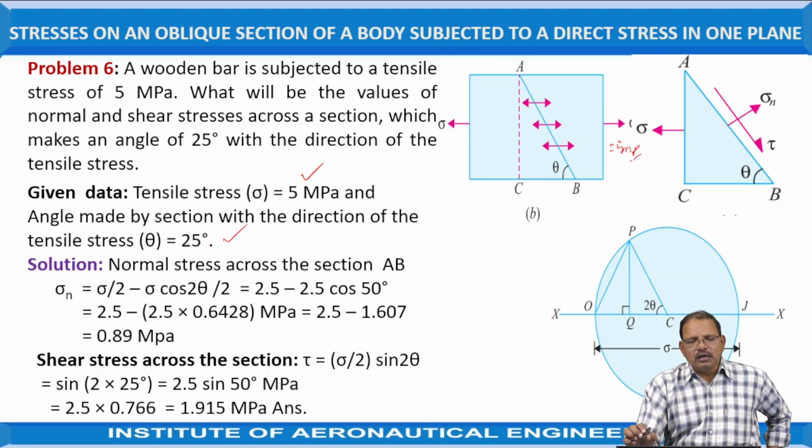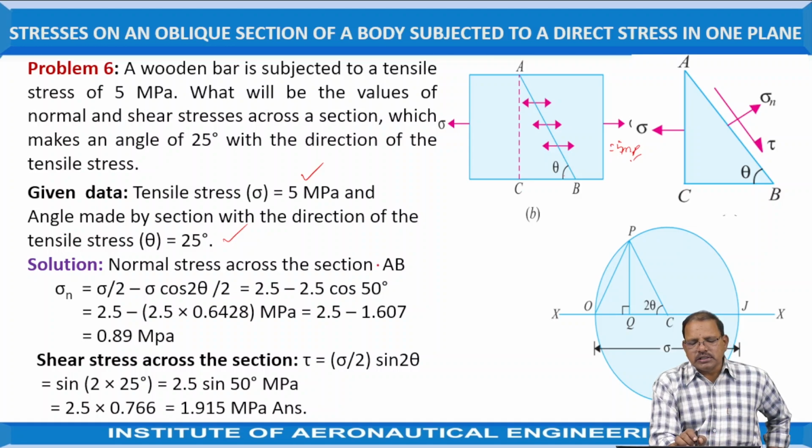So according to the analytical method, the normal stress across the section AB is sigma n, equal to sigma by 2 minus half sigma cos 2 theta, which is equal to sigma by 2, that is 5 by 2, 2.5 minus 2.5 cos 50. From this relation, 2.5 minus 2.5 into 0.6428, which is 2.5 minus 1.607, or equal to 0.89 megapascal.